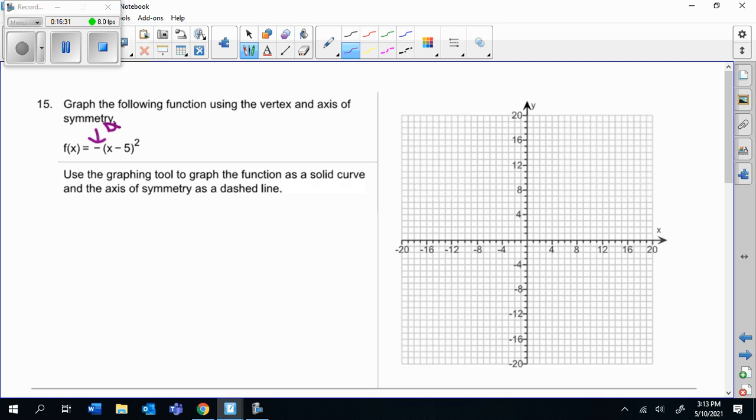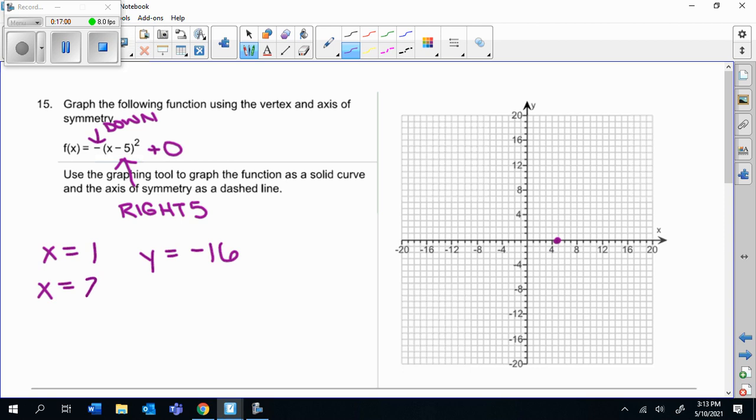This is down. This is going to be the opposite, so we're going to go right 5. And we're going to go up and down none. So here we go. 1, 2, 3, 4, 5. And then when x equals 1, we said y was equal to minus 16. Now it makes a little bit more sense. When x equals 2, y equals negative 9.